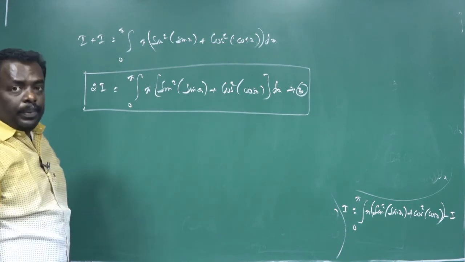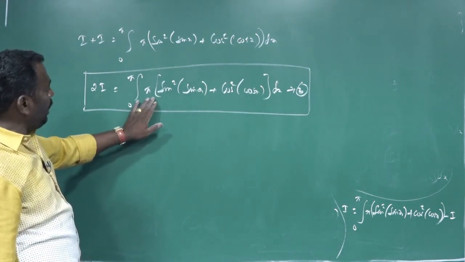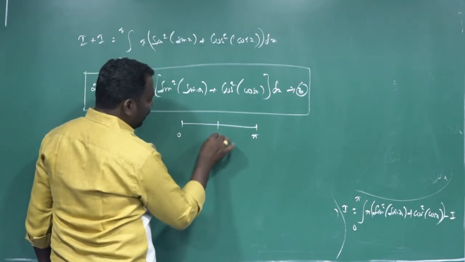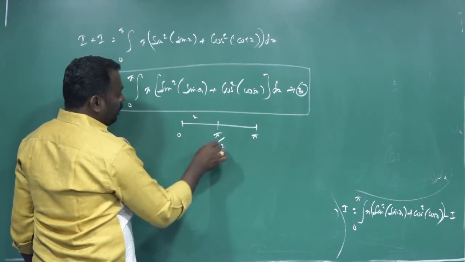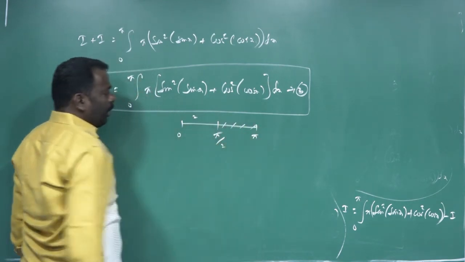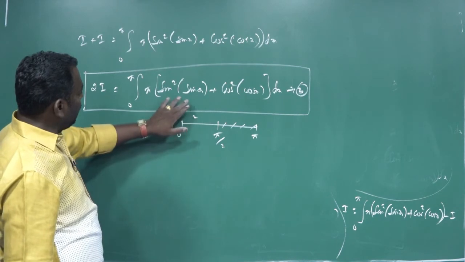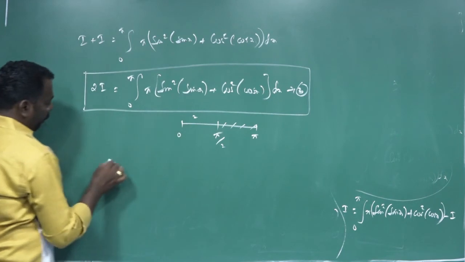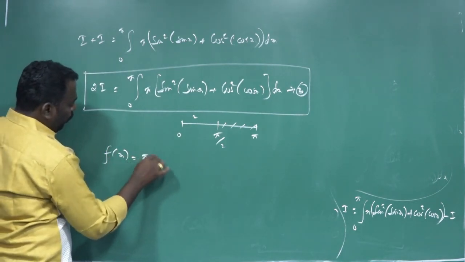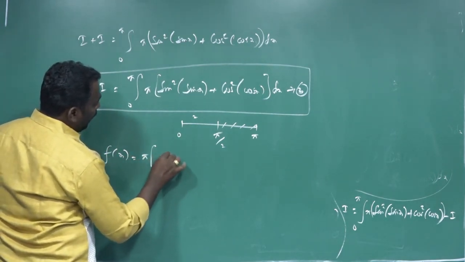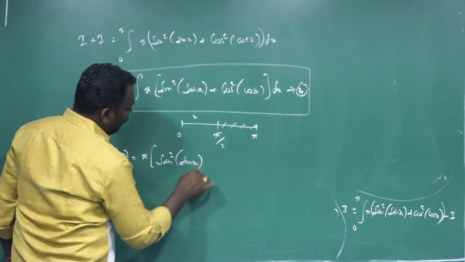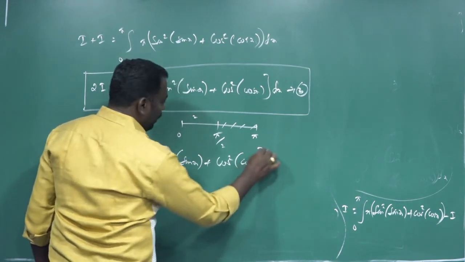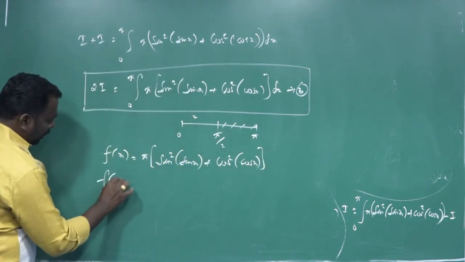So next line, we apply the even-odd property, because the reduced interval 0 to pi is half of the interval from minus pi to pi. Before that, verify whether the function is even or odd. Take the function f of x equal to pi into within the bracket of sin square of sin x plus cos square of cos x, and replace it with f of minus x.